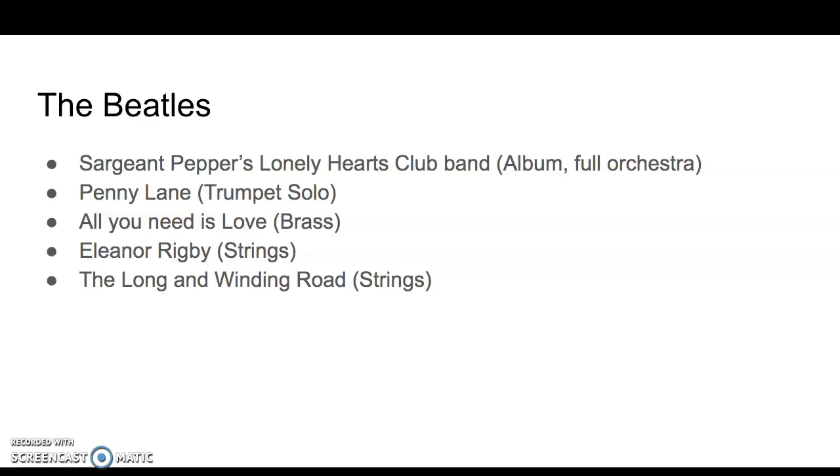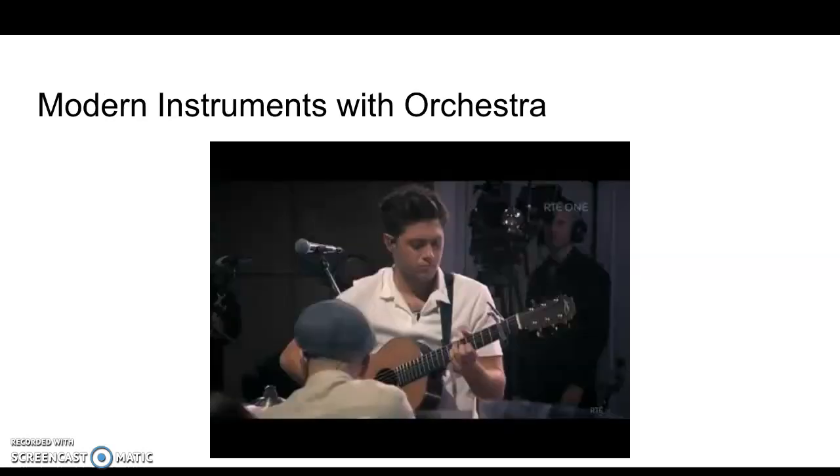Other songs that the Beatles recorded and incorporated orchestral instruments into: Penny Lane, there's a trumpet solo on that. All You Need Is Love has the brass section. A song called Eleanor Rigby, which only has stringed instruments in it and vocals. There's no modern instruments. There's no drums, no guitar, no keyboards, no bass. So just a string quartet and voices. And then The Long and Winding Road, probably my own favourite Beatles song, has a beautiful blend of orchestral strings and pop music, pop band.